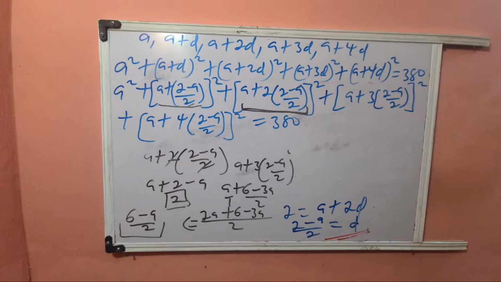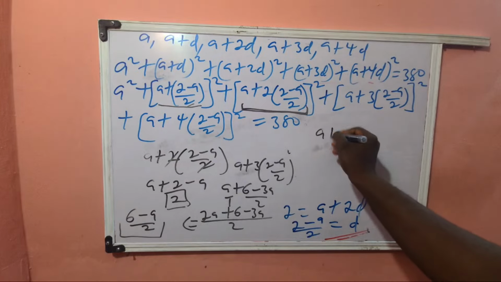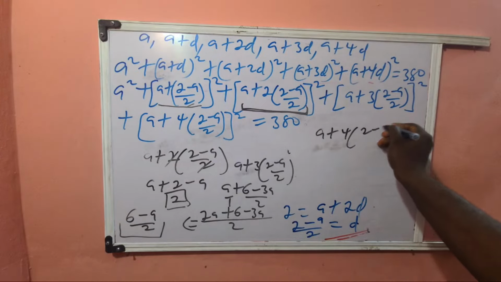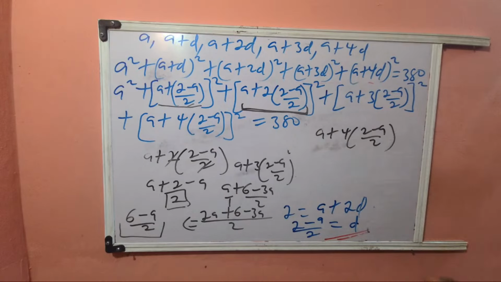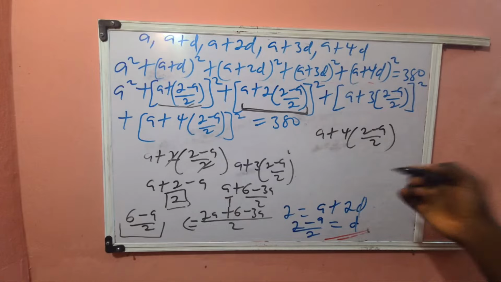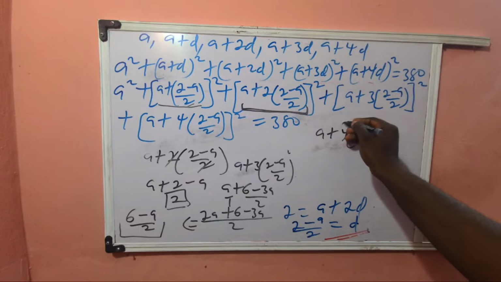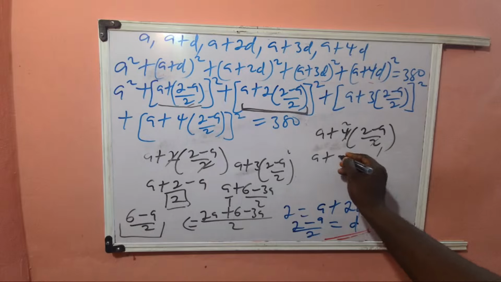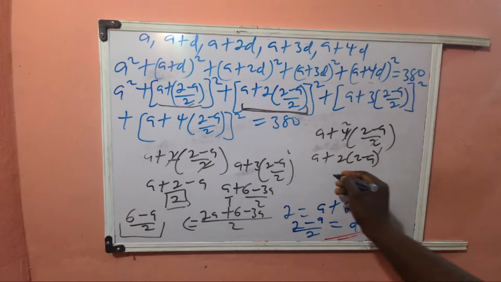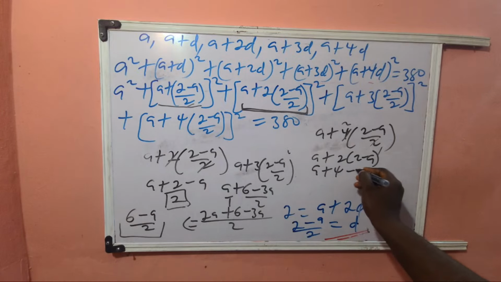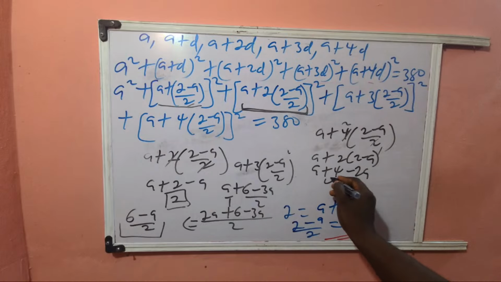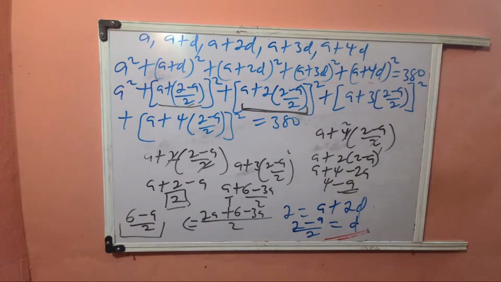So for the fourth one, this was what we had there. We had a plus 4 into brackets 2 minus a over 2. So let's see what's going to happen here. Of course, if you decide to solve this, the 2 here, we cancel the 2 here. You'll be left with a plus 2 into bracket 2 minus a. This will be a plus 4 minus 2a. This will be 4 minus a.